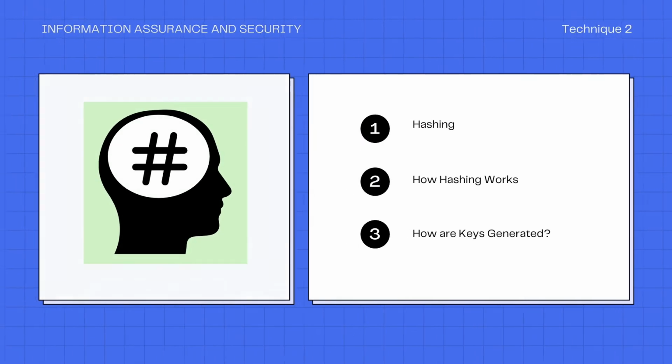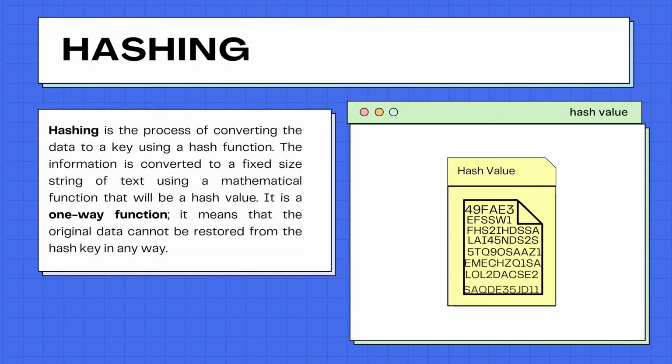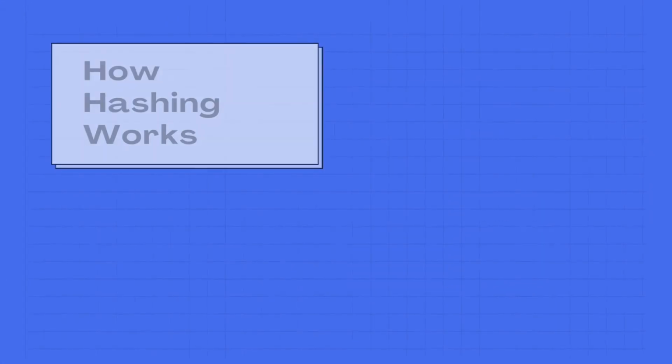Let's take a look at hashing to see how it works and see what the differences are. Hashing. Hashing is the process of converting the data to a key using a hash function. The information is converted to a fixed-size string of text using a mathematical function that will be a hash value. It is a one-way function. It means that the original data cannot be restored from the hash key in any way.